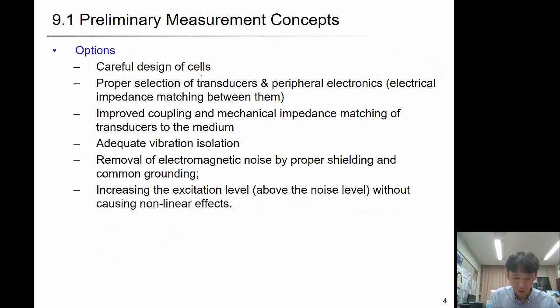So careful design of the cells will help the measurement, as will proper selection of the transducers and peripheral electronics, the electrical impedance matching between them, improved coupling and mechanical impedance matching of the transducers to the medium, adequate vibration isolation, removal of the electromagnetic noise, and increasing the excitation level without causing nonlinear effects. These will all be helpful to get reliable signals.